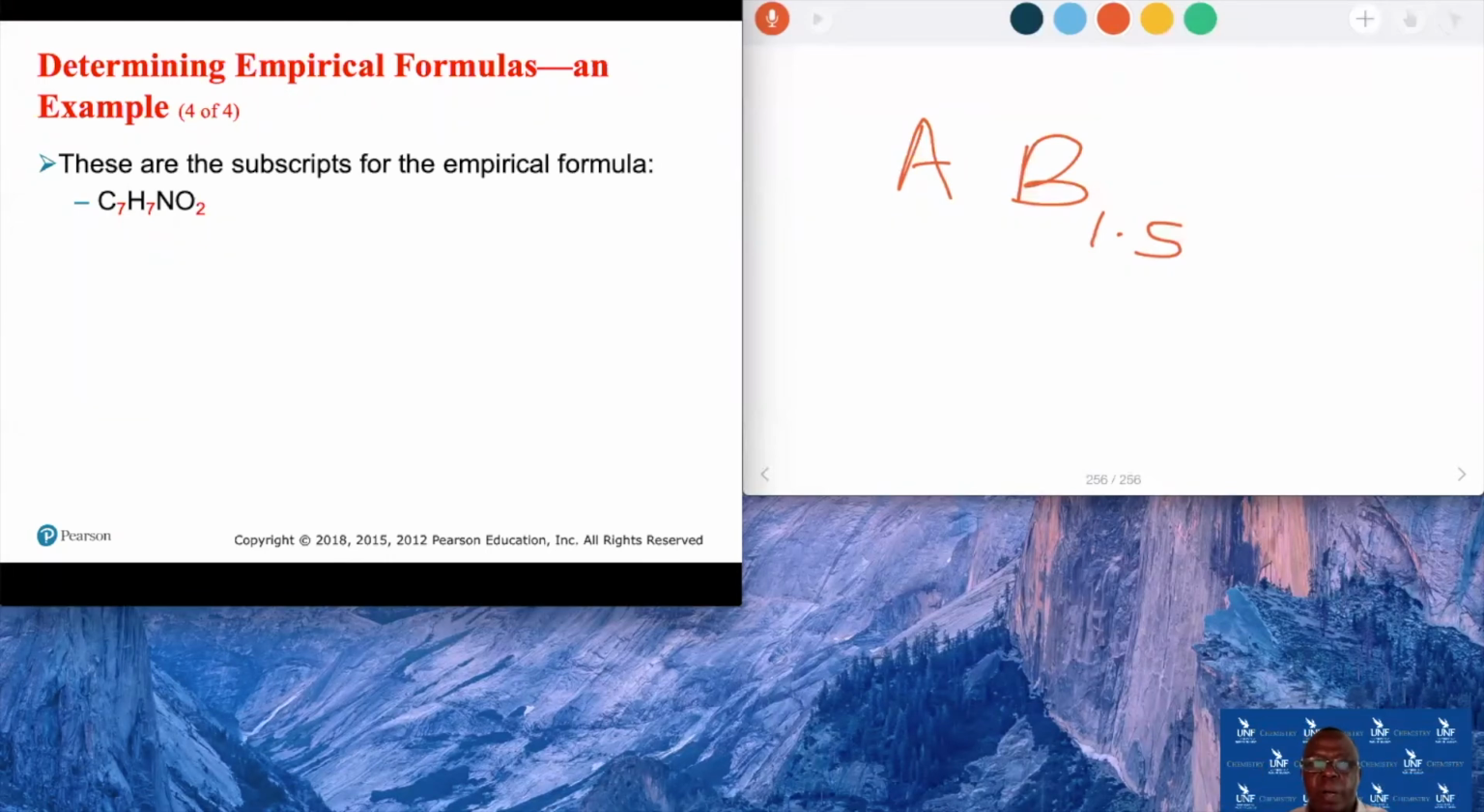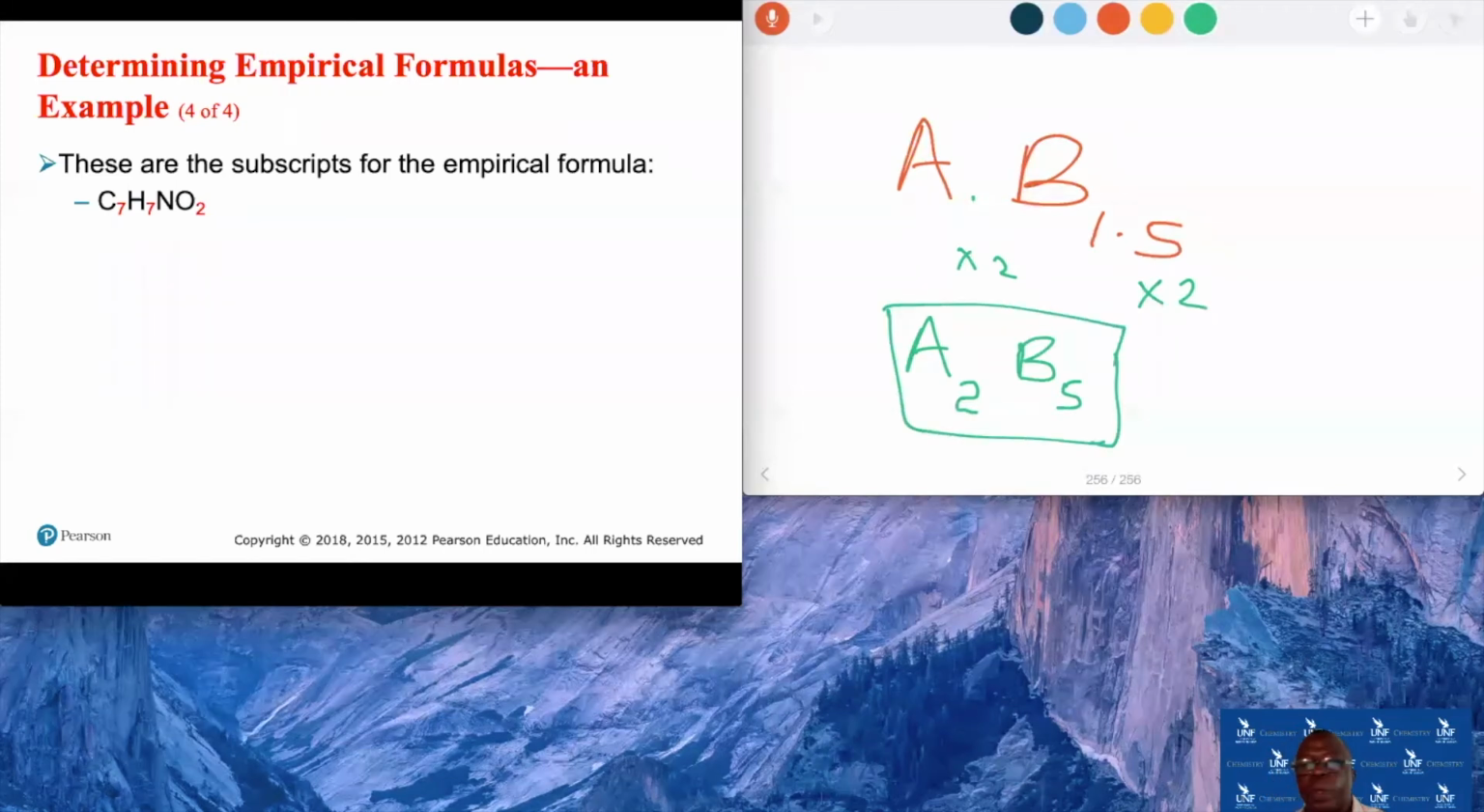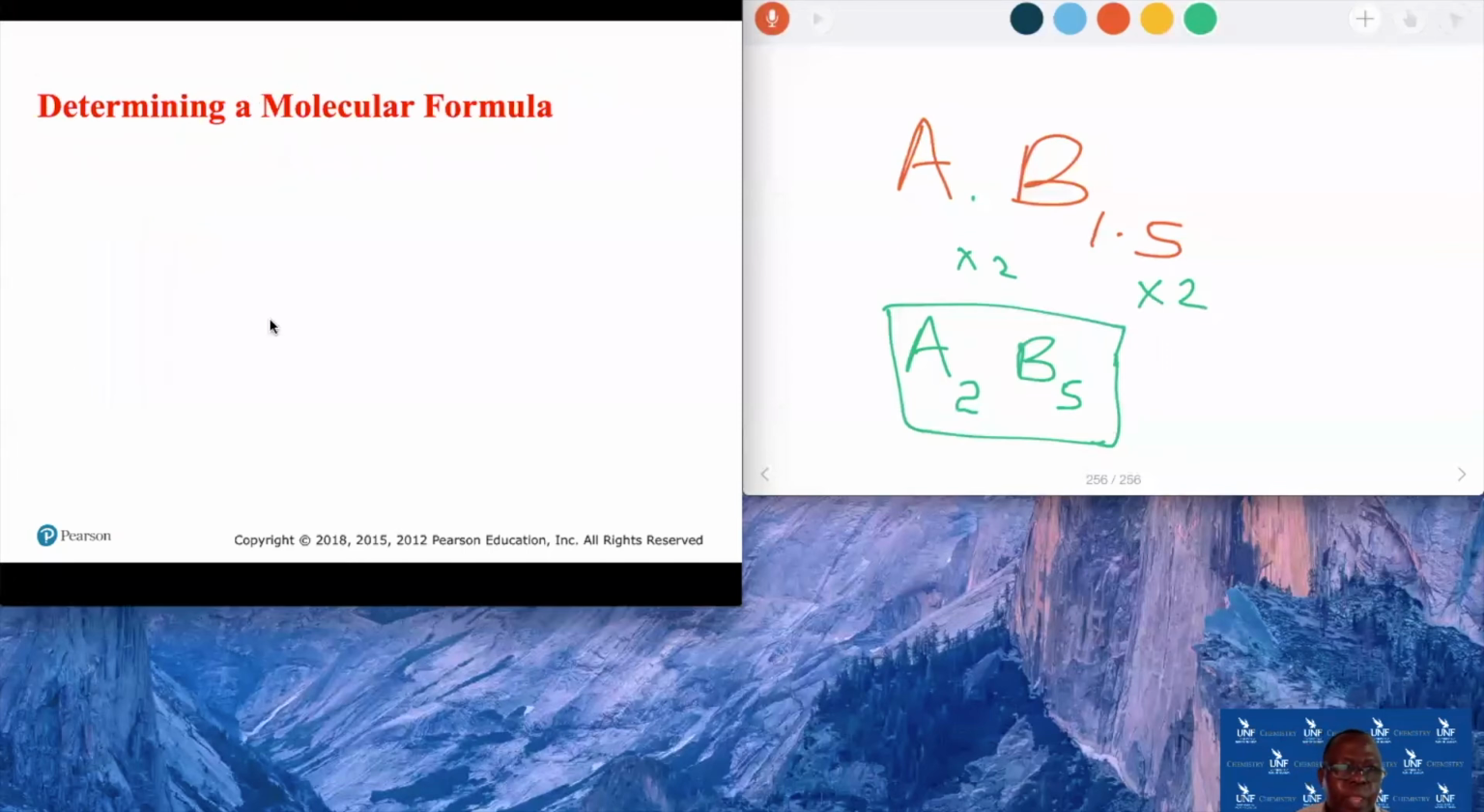How do I make it a whole number? You multiply across by 2, by 2. There is 1 there, and the empirical formula for this is A2B3. So it's not always that you round off. If you have exactly 0.5 upon dividing by the smallest number of atoms, you can multiply by 2 across to make it a whole number. In some situations you may end up with that.